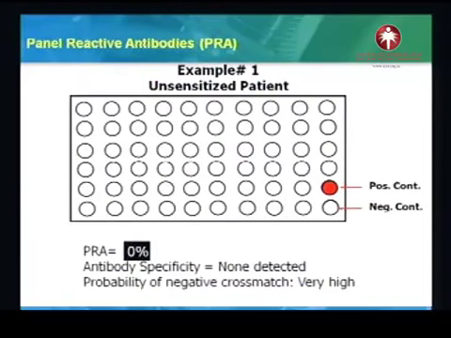This is an example of an unsensitized patient. When we added the patient serum to the donor lymphocytes, none of the wells reacted except the positive control. Always in the laboratory we have a positive control and a negative control. And when you read it under the microscope, you will find just the control is positive. And we refer to the PRA as 0 PRA. And the antibody specificity, of course, since everything is negative, is non-detected. So this patient is non-sensitized. So if someone asks you what is the probability of this patient having a negative cross-match, the probability is very high, close to 100 percent chance of a negative cross-match.